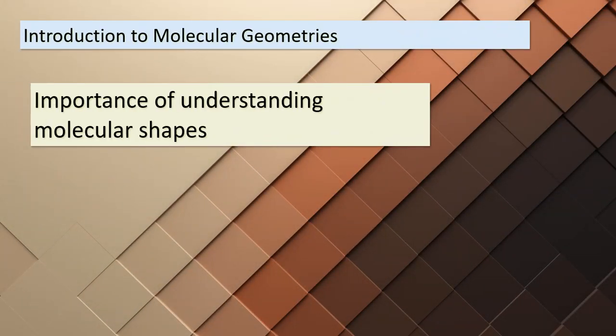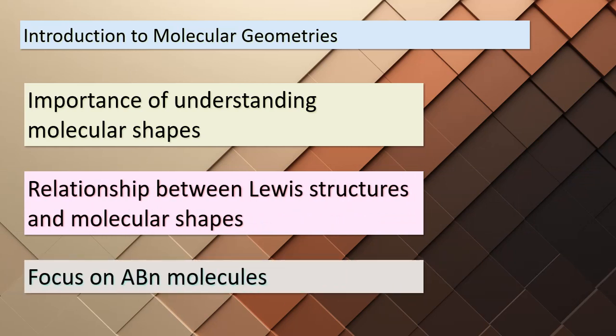Good day, students. Today's lesson is a fascinating journey into the world of molecular geometries. By the end of this section, you'll be equipped with the knowledge to recognize the fundamental shapes that ABn molecules can take. Now, as we venture deeper into this topic, remember that while Lewis structures provide us with valuable information about the bonding in covalent compounds, they fall short in revealing the actual shapes of molecules.